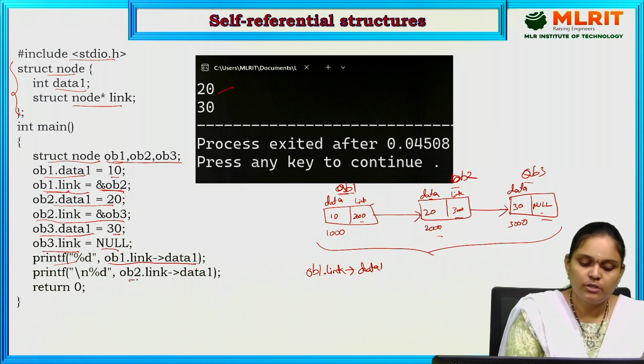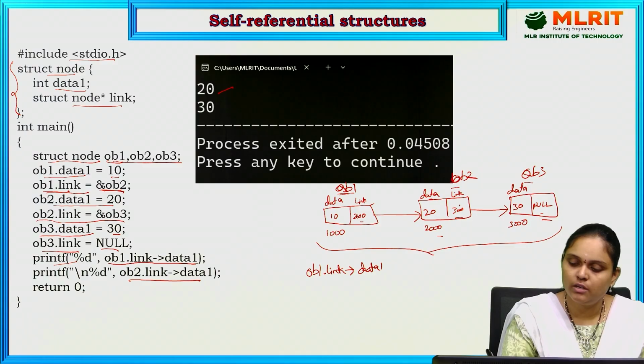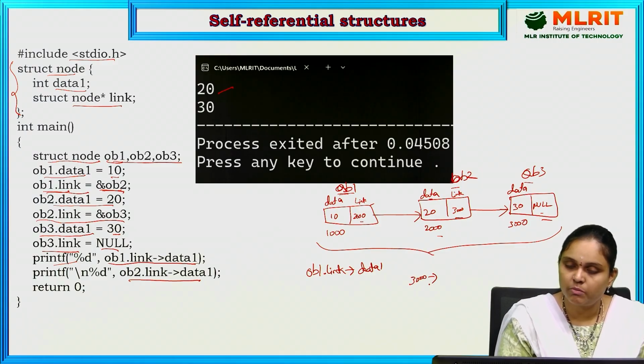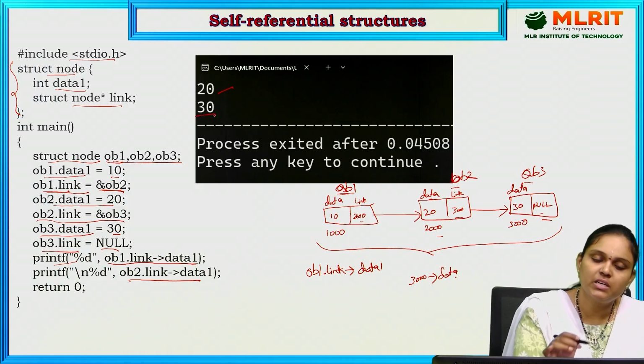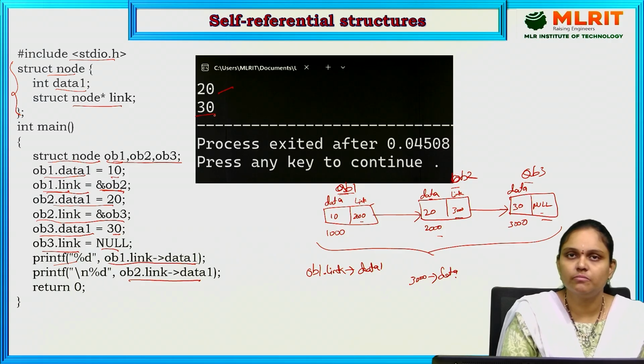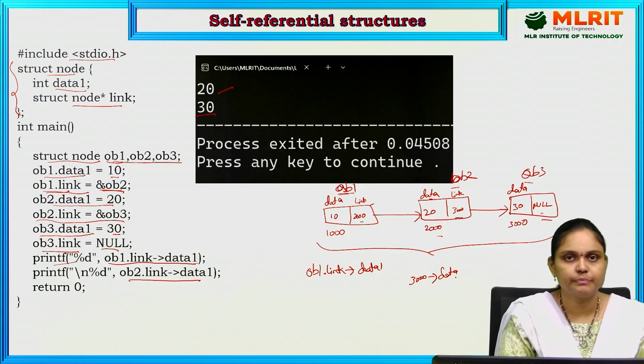And the next OB2 link dot data. In OB2 link, what we have? The 3000 we have. So by using this arrow mark, we'll get the value that is present in that particular data. So the value that is present in the data is 30. So the 30 will get printed over here.